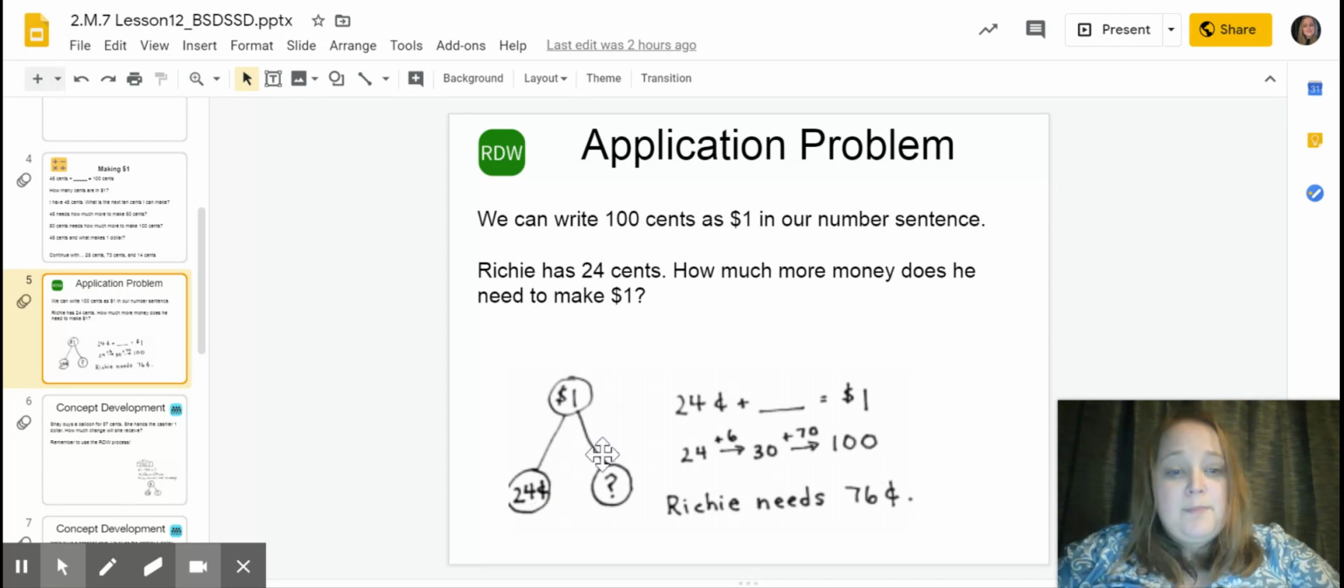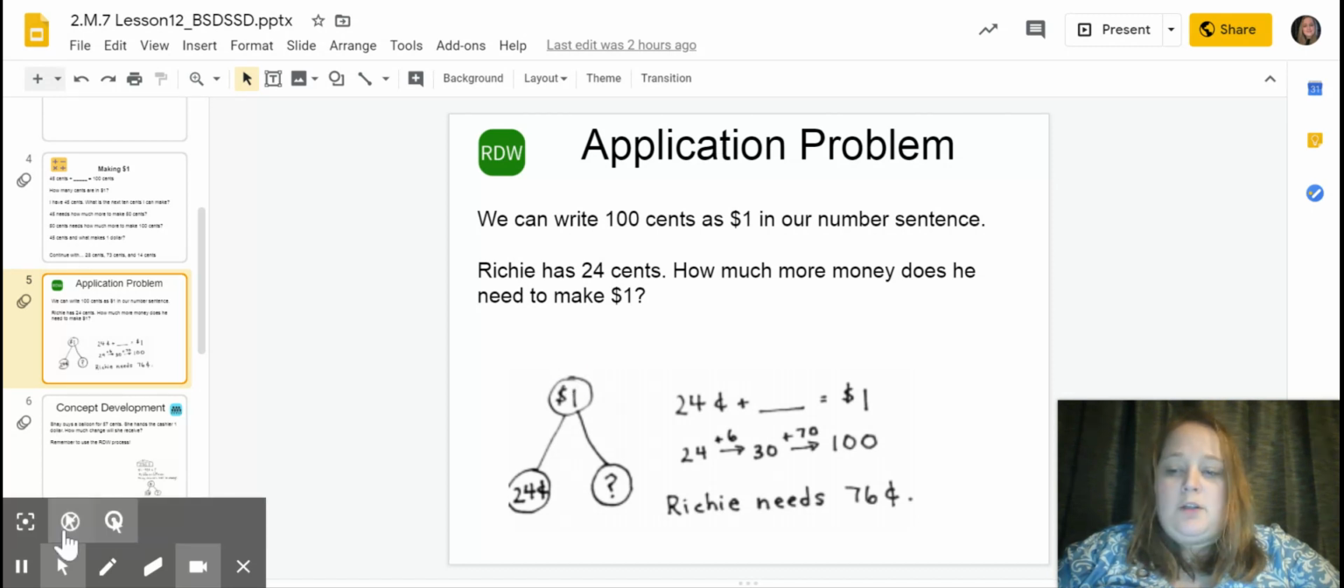And now I'm missing another part. So how am I going to get that missing part? Let's see. If I have 24 and I need to add on to that to get $1, because I know that 2 parts are equal to a whole. So I know that my 2 parts are equal to my whole.